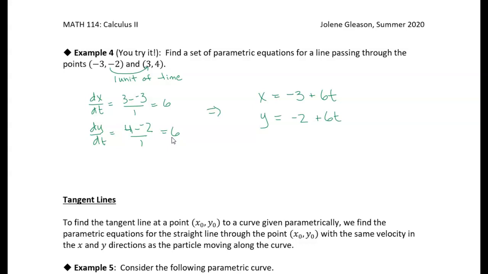And you can test it. If you put in t equals 0, you get -3, -2, so that means you're starting at t equals 0 at -3, -2. And when you put in 1, you end up with the second point, 3, 4. So you can test that it does work. Those are our parametric equations for the line. It doesn't ask us to do Cartesian coordinates, so I guess we're done with that problem.